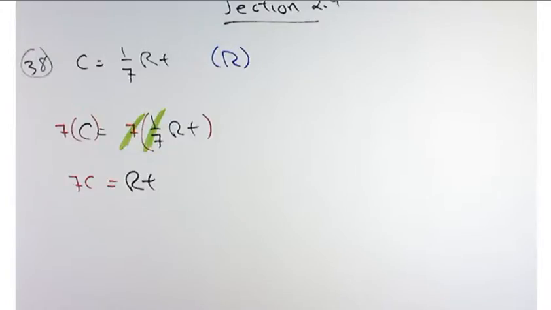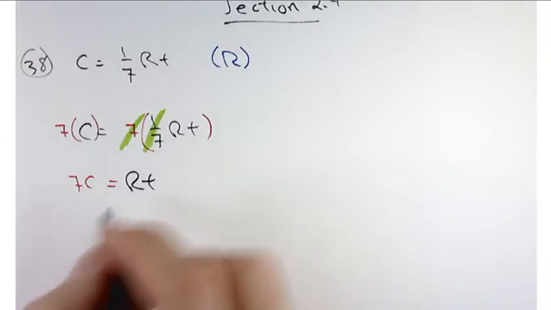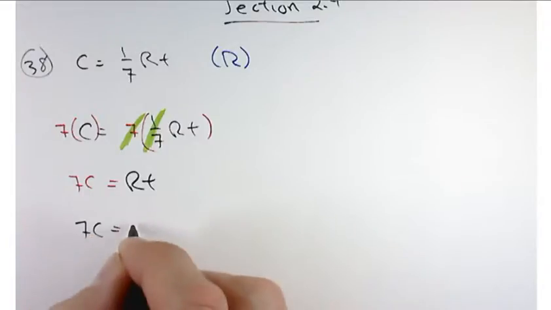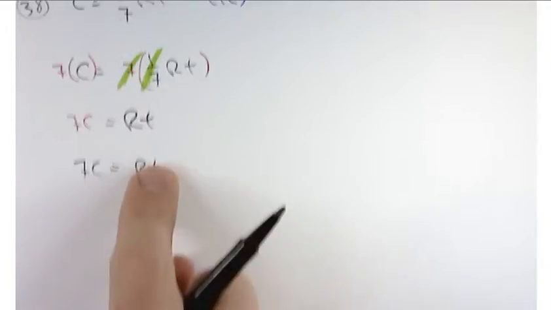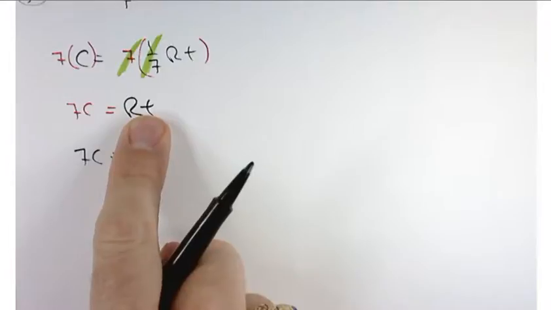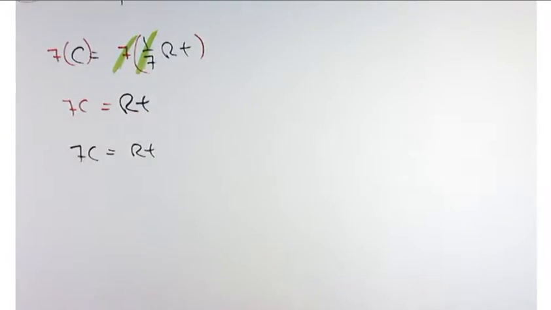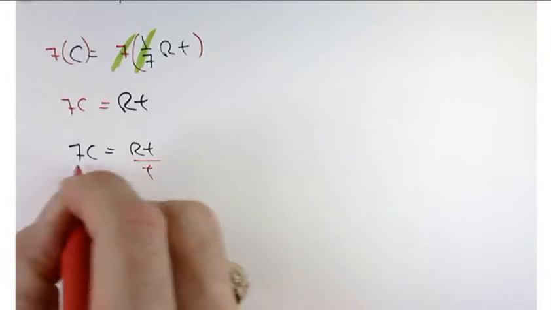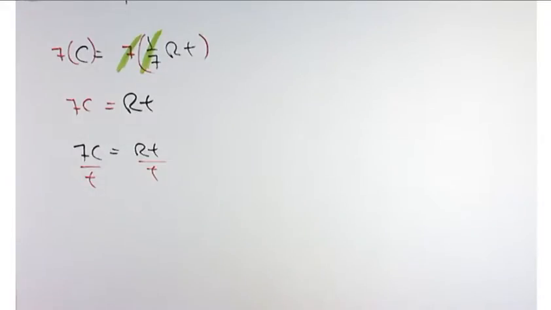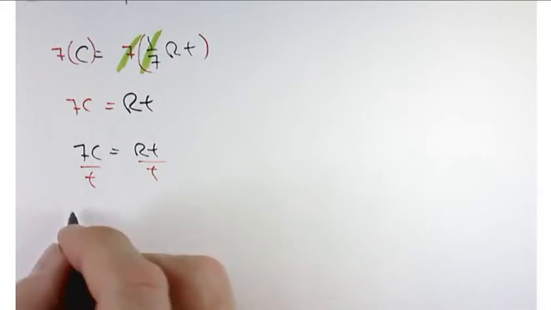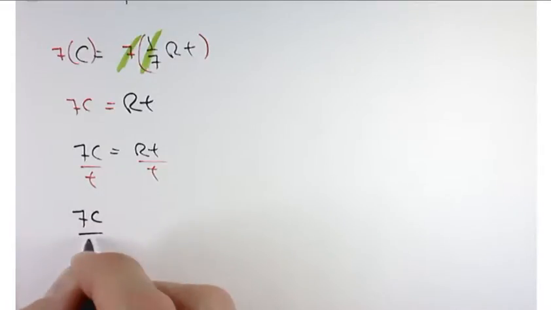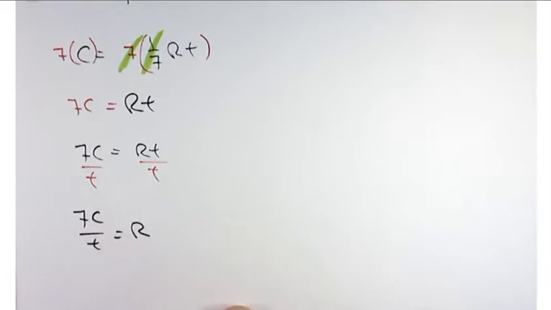I want to get R by itself, though, capital R. Any suggestions? What could I do to get R by itself? Good, divide by T. You take a look at this. R is being multiplied by T. The opposite of that would be to divide by T. So I'll divide both sides of the equation by T, and I get 7c over T equals capital R.